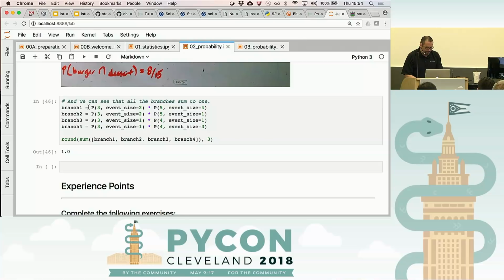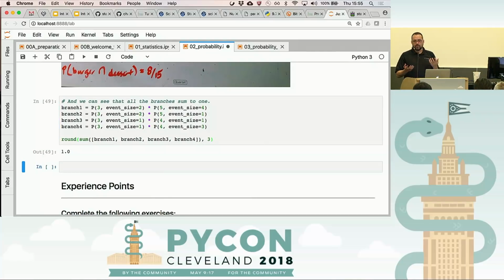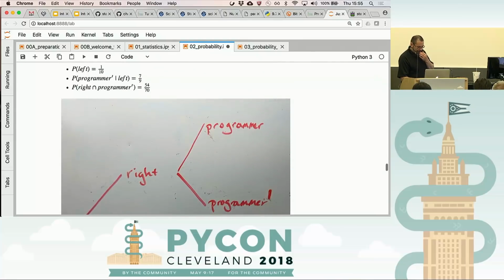And here, when I solve for the probability of branch 1, branch 2, branch 3, and then I add up all 4 probabilities, sure enough, I get a 1. All right. So that's that.